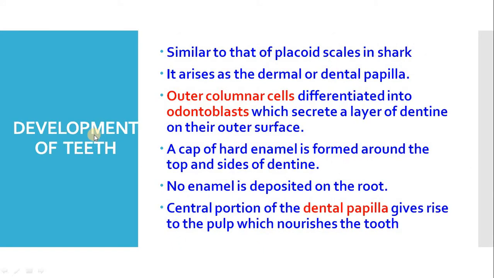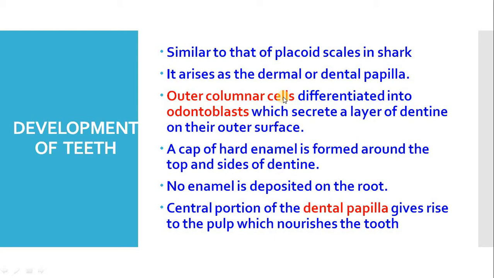Now let's see the development of teeth. It's almost similar to the development of placoid scales in the shark. Means they arise as the dermal or dental papilla. Papilla refers to small tissue projections. So from the gum, they will arise as small dermal or skin papilla.